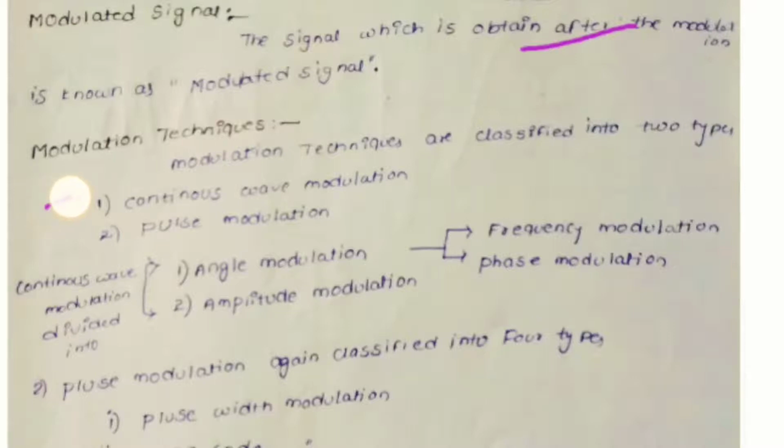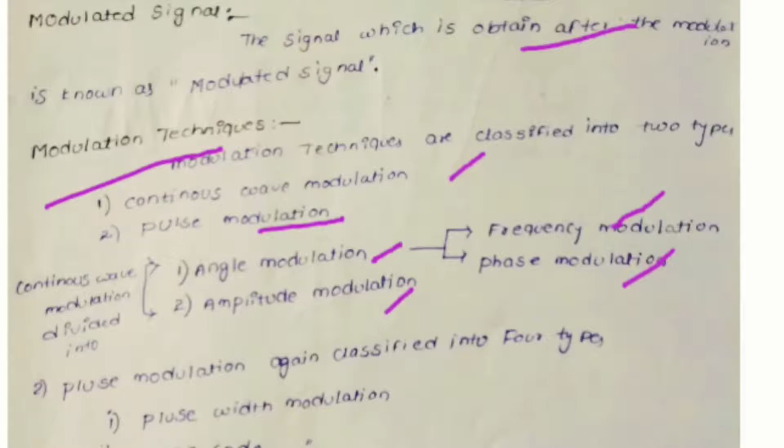There are so many methods of modulation techniques, classified into two types basically: continuous wave modulation and pulse modulation. Continuous wave modulation is divided into two: angle modulation and amplitude modulation. Angle modulation again has two types, frequency modulation and phase modulation, both under angle modulation. Whereas amplitude modulation is a continuous wave signal.